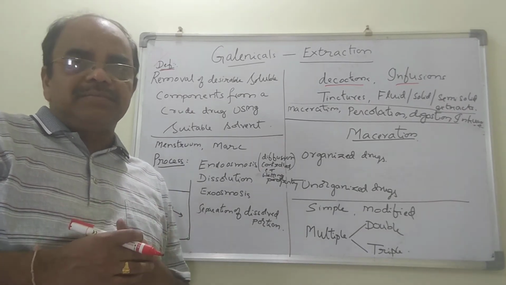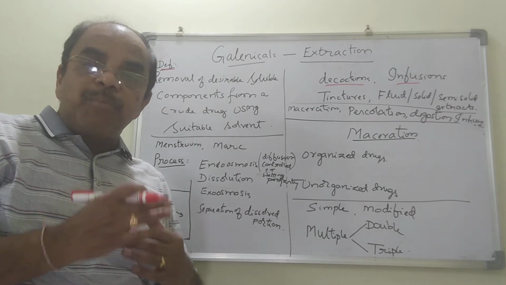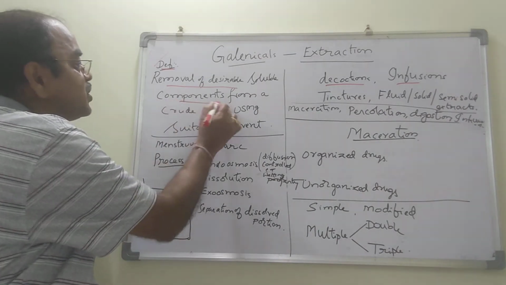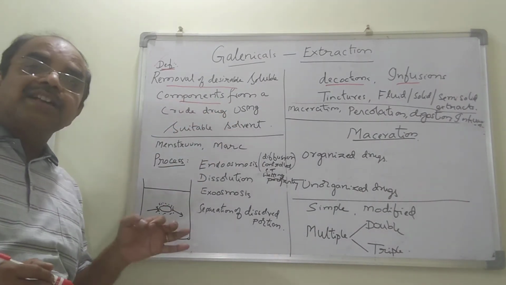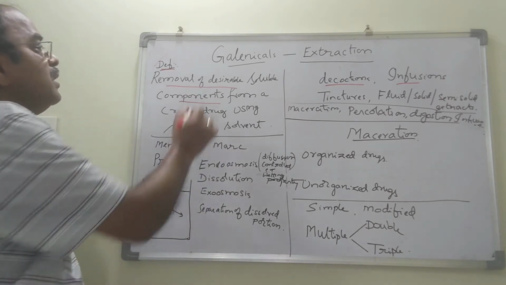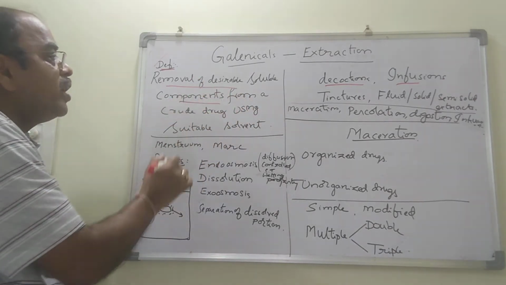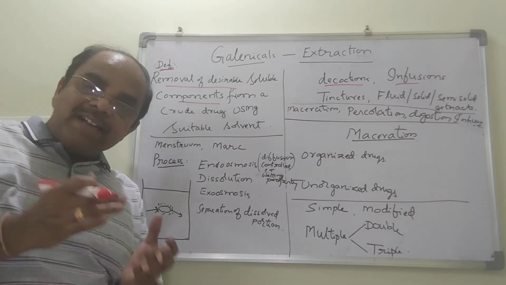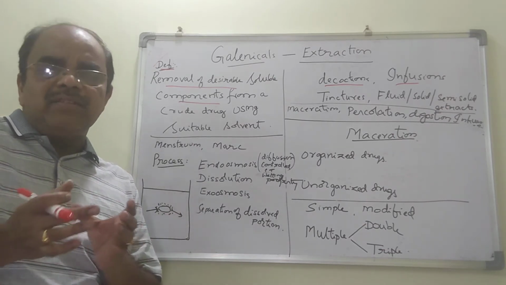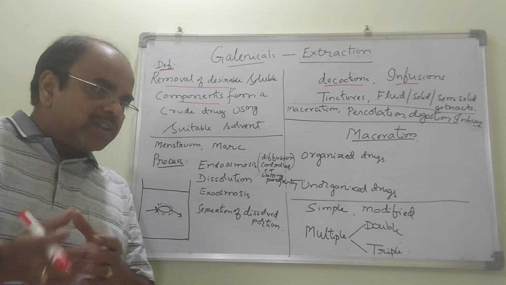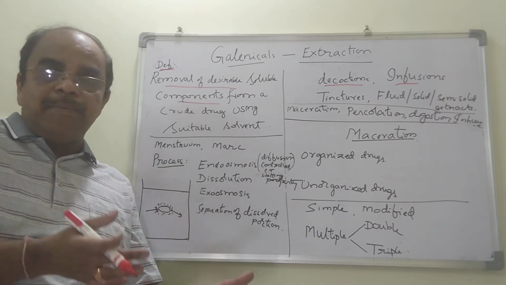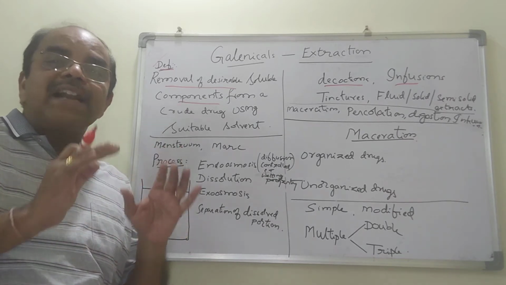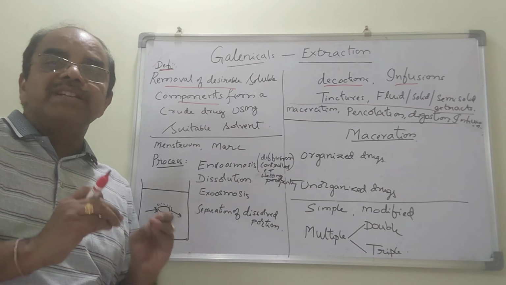What is extraction? It is the process of removal of desirable soluble components from a crude drug using a suitable solvent. Crude drug may be a plant drug or an animal drug. Generally, we go for plant drug extraction, though of course you can go for animal drugs also, for example insulin from the pancreas. Here in today's session, we are discussing the extraction of active principles from a crude drug which is a plant drug.